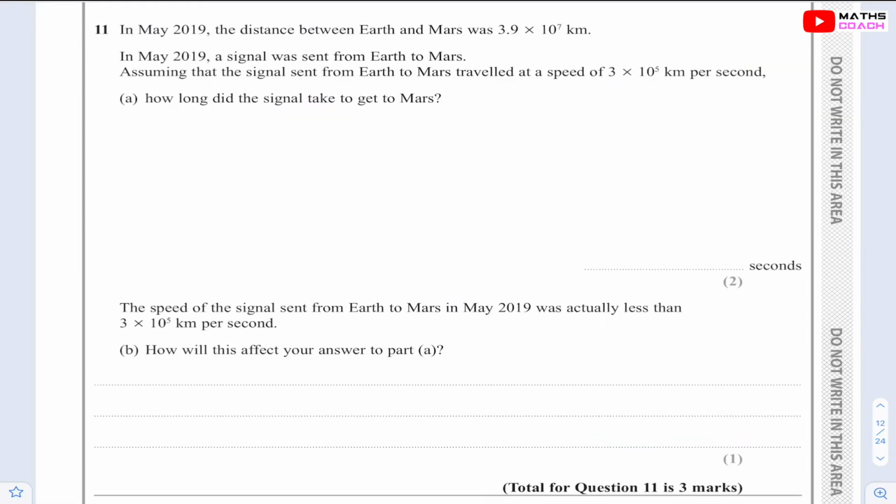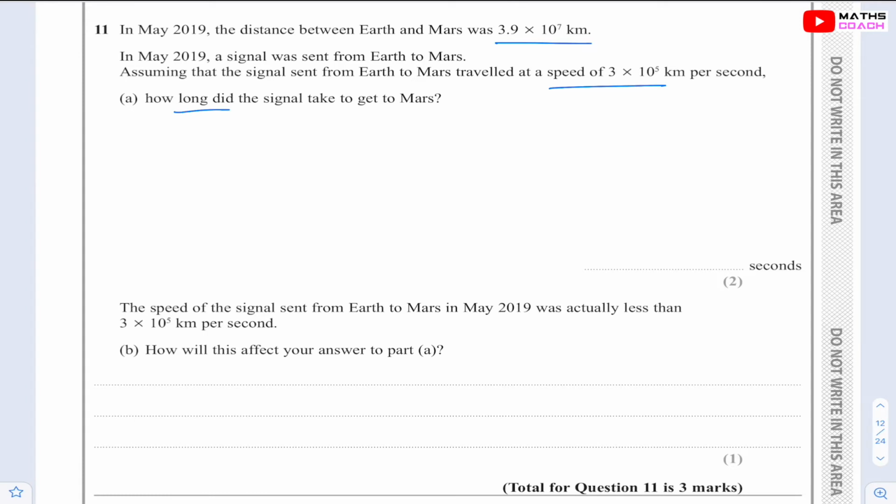Moving on to question number 11. May 2019, the distance between Earth and Mars was 3.9 times by 10 to the power of 7. In May 2019, a signal was sent from Earth to Mars. Assuming that the signal sent from Earth to Mars traveled at a speed of 3 times 10 to the power of 5 kilometers per second, how long did the signal take to get to Mars?